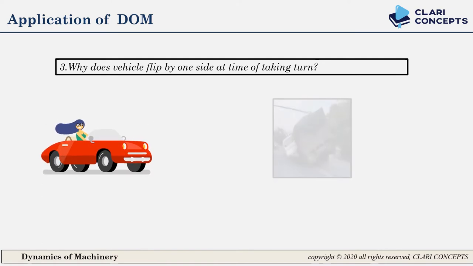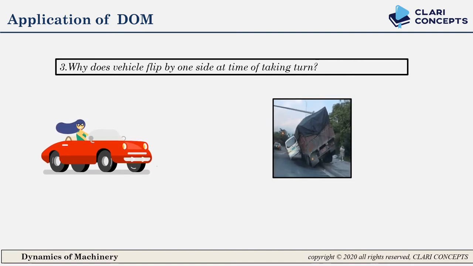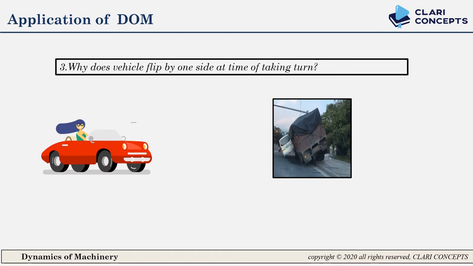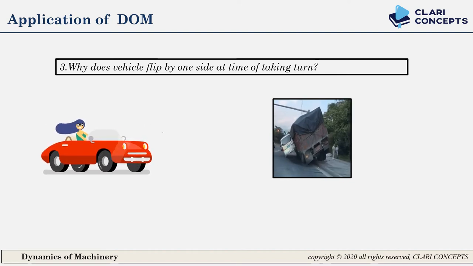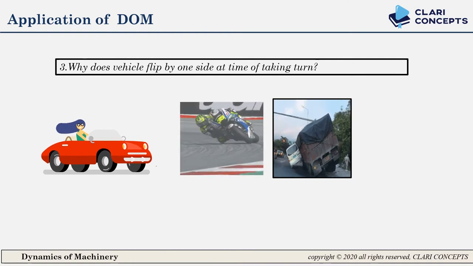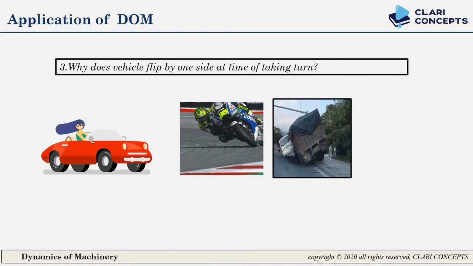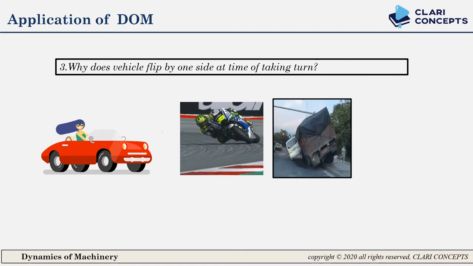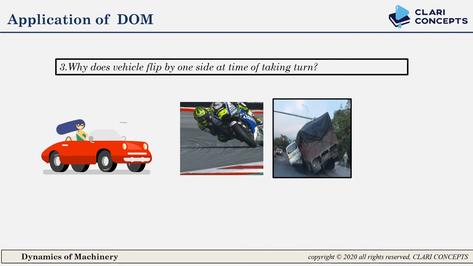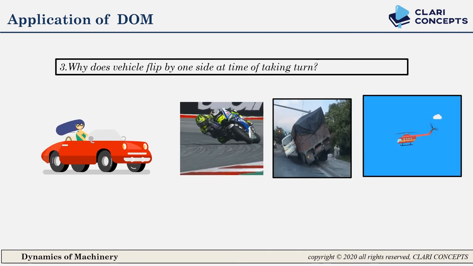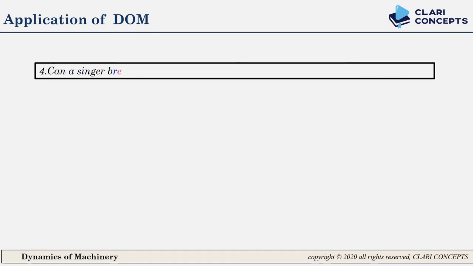For prevention of flipping and maintaining high speed, a racer always takes a turn with a tilted body. This phenomenon also works in a car, but here the radius of the turn also plays a major role. Along with balancing, the gyroscopic effect plays a major role, which we will study later. Move to the next question.